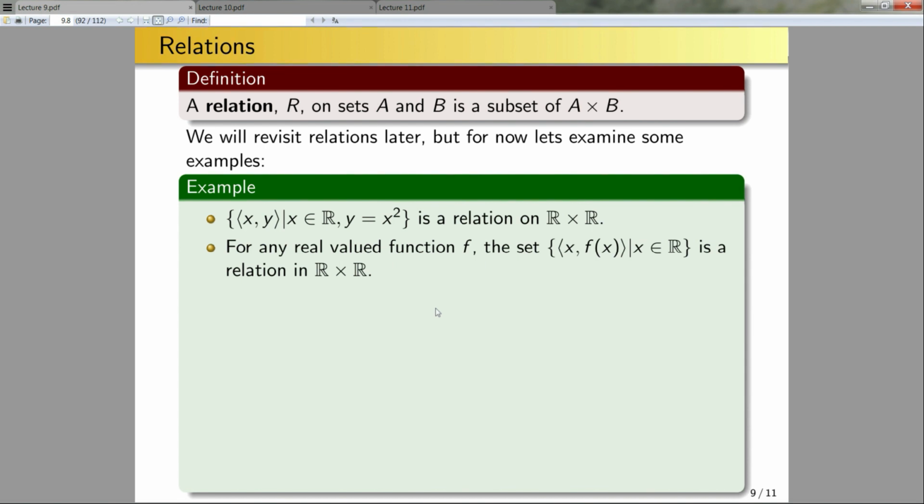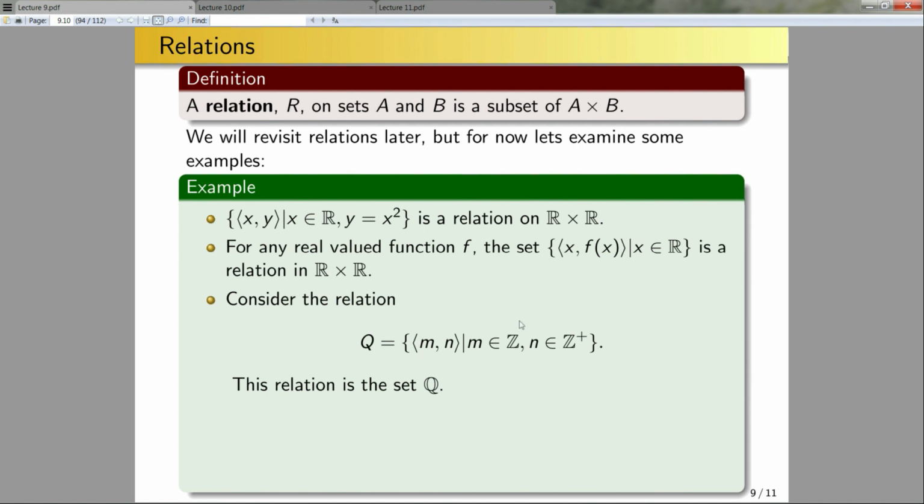Finally, let's consider the relation Q, which is simply going to be the collection of all ordered pairs m comma n, such that m is an integer and n is a positive integer. Now, this relation is actually the set of all rational numbers. It's written a bit funky. Usually we write rational numbers as m divided by n, but in some sense this set here is the same thing as this set Q. Just change your notation a little bit. To elaborate on this relationship a bit more, we need to cover some abstract algebra, but we're not going to do that in this course.